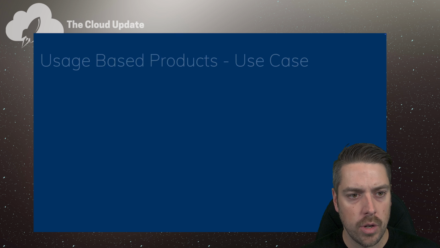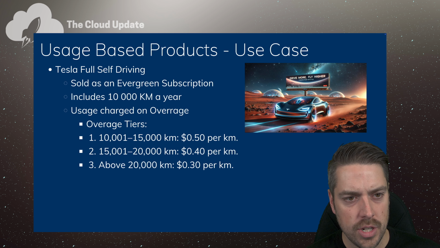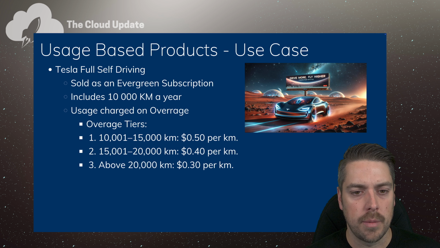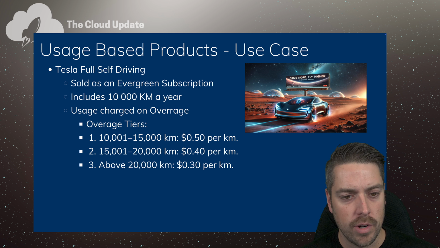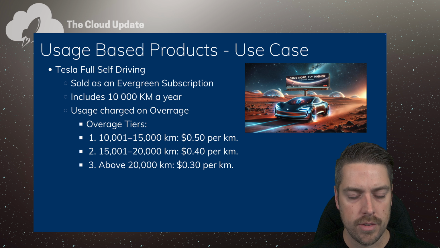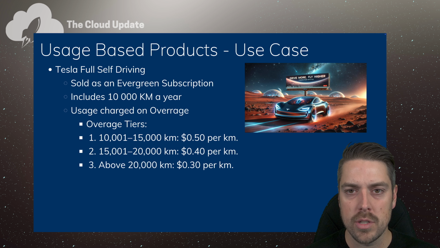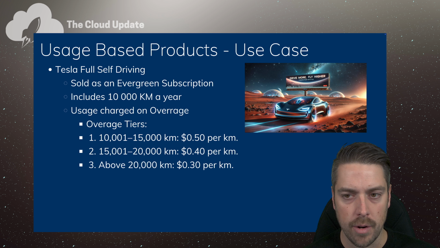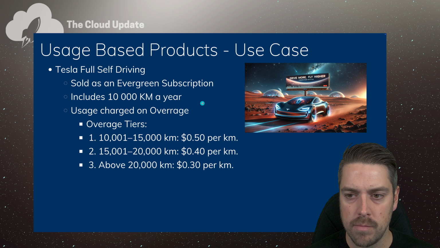So the use case we're going to go through today is, let's imagine Tesla starts selling full self-driving as a usage-based product. So they sell it as an evergreen subscription, which includes 10,000 kilometers a year. And then they charge an overage fee for kilometers over that for usage of the product, right? So we're going to have 3 tiers of usage above this with descending pricing based on how much you use during the year. So let's jump into Salesforce.